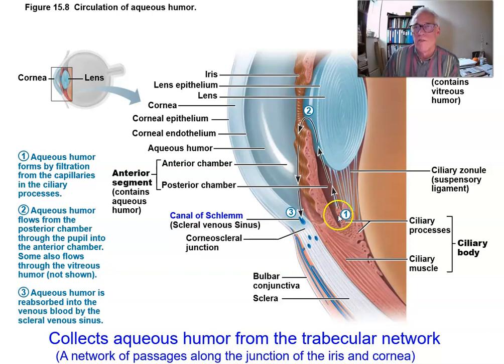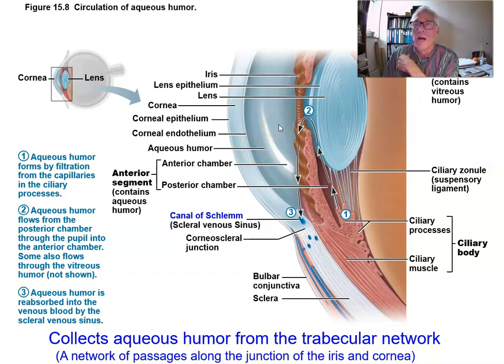So we have cells. This is a very familiar theme, right? We have some cells producing a secretion, and it's going to enter into this chamber and then be recycled. And the rates of production and recycling must remain constant and equal in order that the volume of the eye stays constant.